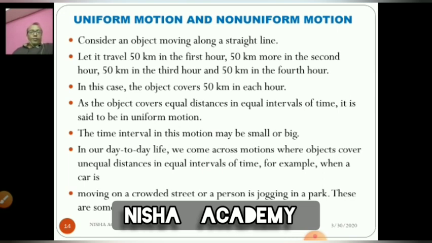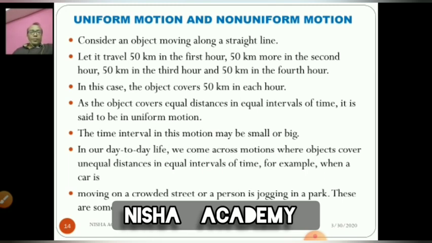In our day to day life, we come across motions where the object covers unequal distances in equal time intervals. For example, when a car is moving in a crowded street or a person is jogging in the park, you observe that the speed of the car and the speed of the person who is jogging are increasing and decreasing with respect to the traffic. So, it is not traveling an equal distance in equal time intervals. So, we can say that the car and the jogger have non-uniform motion.